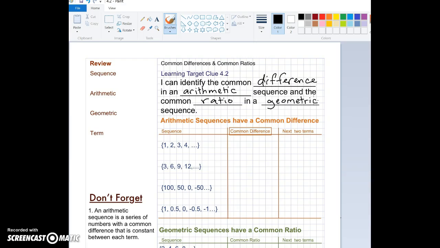Before we do that, let's do a quick review. Let's remember what a sequence is. A sequence is a list of terms, can be numbers, can be shapes, figures, but it has a pattern. So it is a series of terms with a pattern.